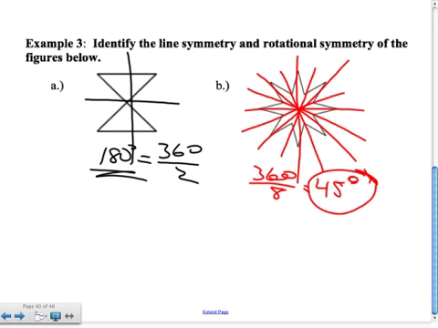So again, that's just a quick summary of what it means to have lines of symmetry and what it means to have rotational symmetry. As always, questions, have them ready tomorrow, and we'll go from there.